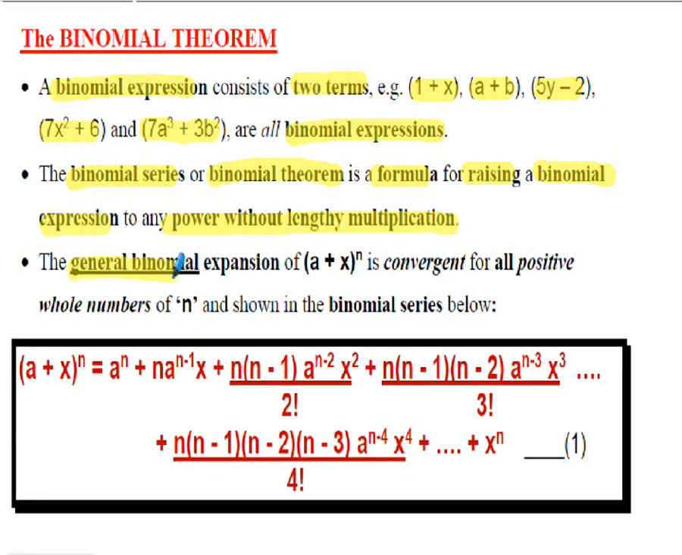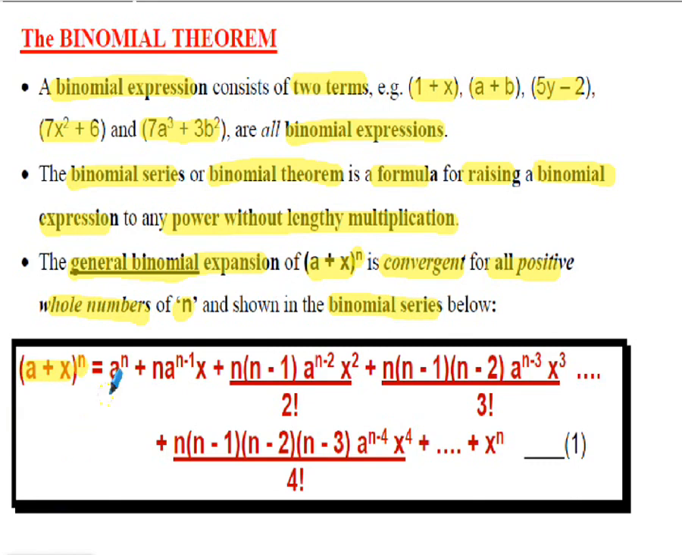The general binomial expansion of a plus x to the power n is convergent for all positive whole numbers of n, and is shown in the binomial series in equation 1. So here's our expansion, a plus x to the power n.